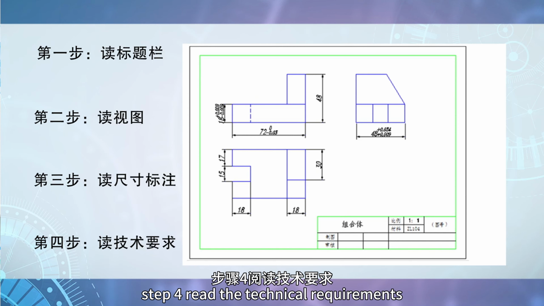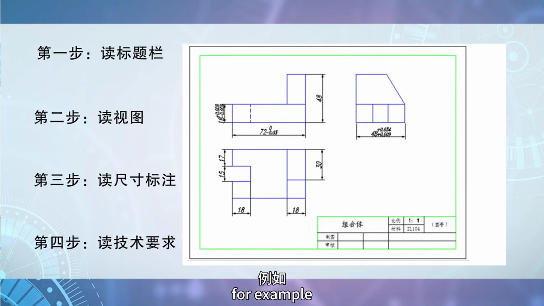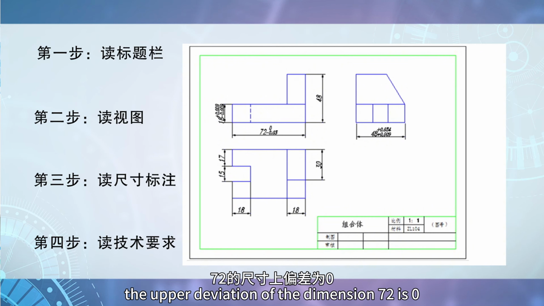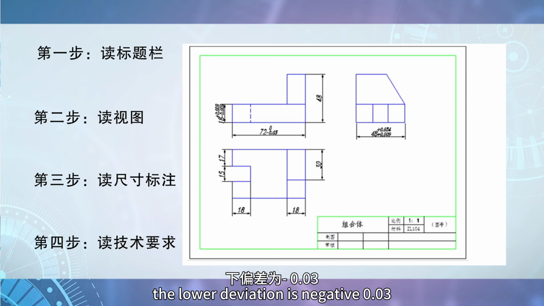Step 4. Read the technical requirements. For example, the upper deviation of the dimension 72 is 0. The lower deviation is negative 0.03.